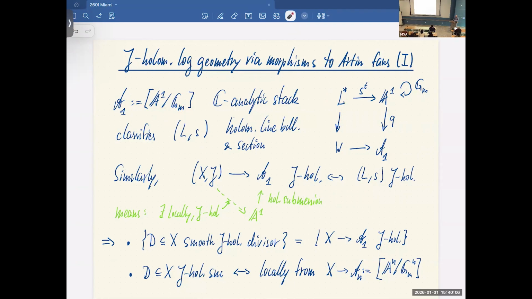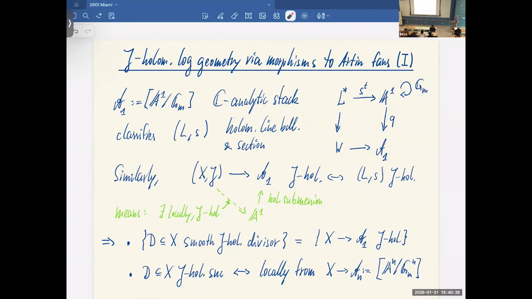So this is complex analysis or algebraic geometry. If we are in a J-holomorphic world, I can now say, similarly, I can look at J-holomorphic maps from an almost complex manifold to A1. Well, so first let's spell out what this means to have a morphism to a stack.